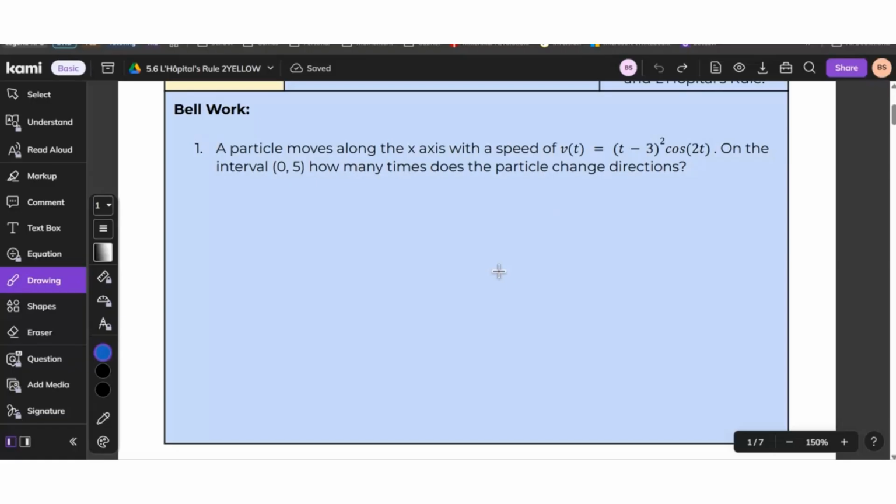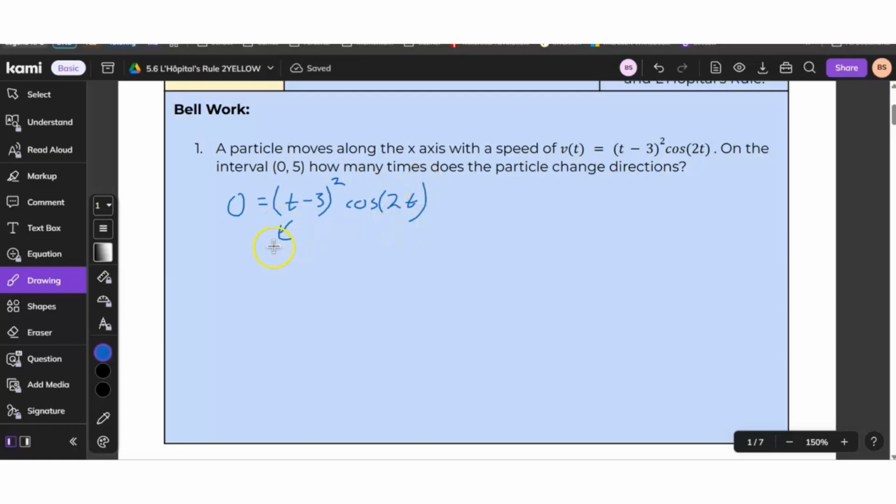A particle moves along the x-axis with a speed of v of t equals (t minus 3) squared times cos 2t. We need to find the zeros. All right, so what are we going to do? Why do you need the derivative? Because we only want the zeros. There you go. It's already v of t. So 0 equals (t minus 3) squared cos 2t.